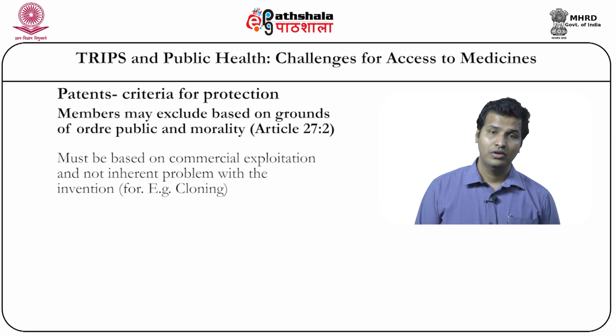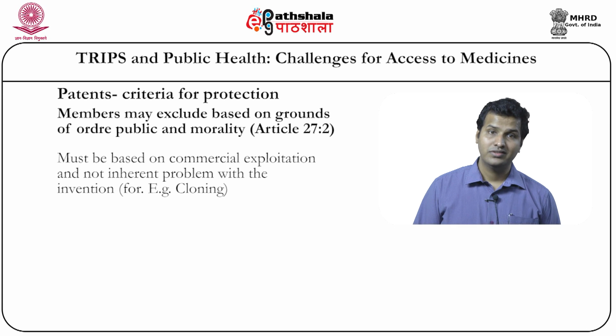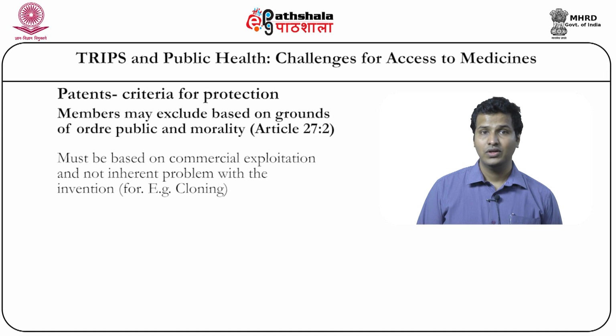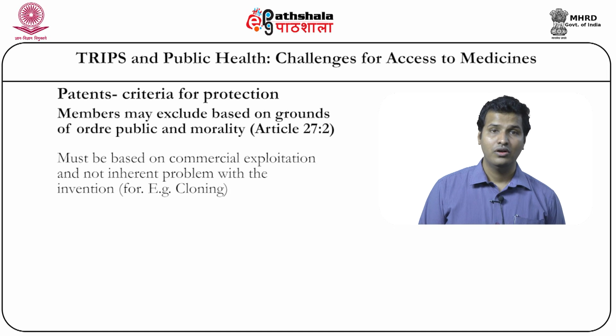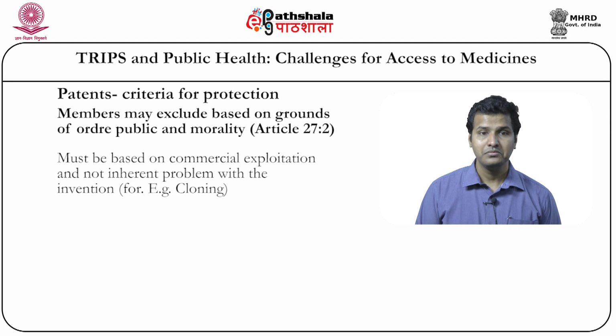For example, cloning may be an area where patents may be denied, because human cloning may be banned by virtue of an external regulation. In such cases where there is already an external regulation, probably that would be a fit case where patents may be denied on the grounds of ordre public and morality, or that it causes serious prejudice to plant, animal or human life and environment.